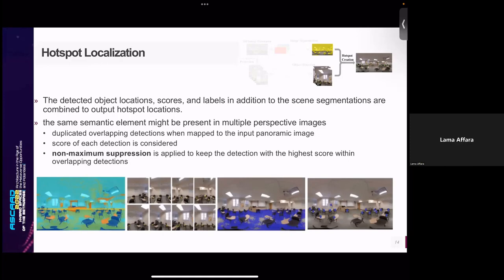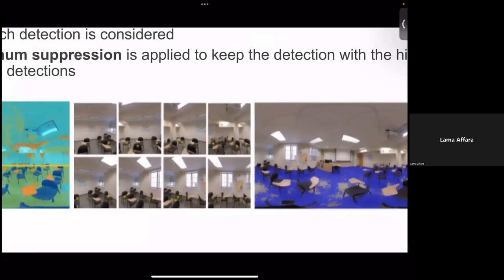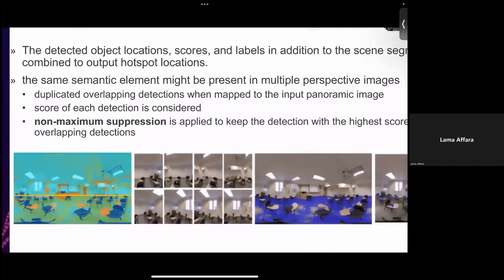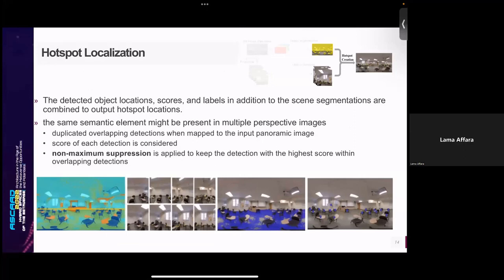The objects that are detected also, I just want to mention that for the same panoramic image that you projected into 2D perspective images, sometimes for the same object, you will get this object detected in multiple images. So in order to keep only one of these detections or one of these hotspots, we apply the concept of non-maximum suppression. So we have a score. The object detector module will give us a score for each object, for overlapping objects or the object that is identified multiple times in the projected images.